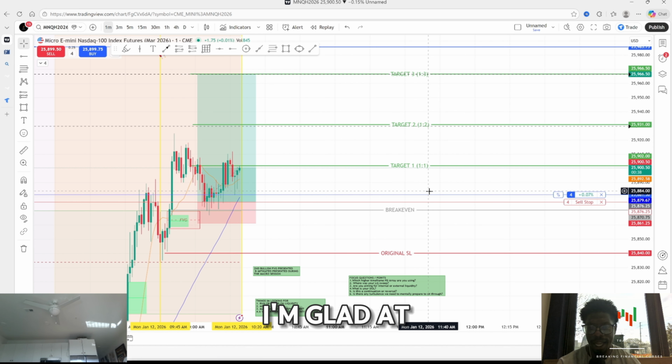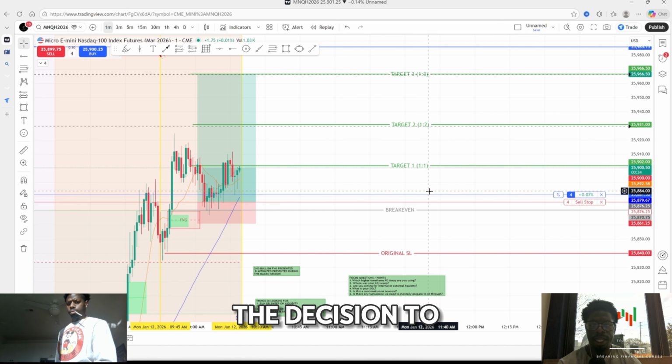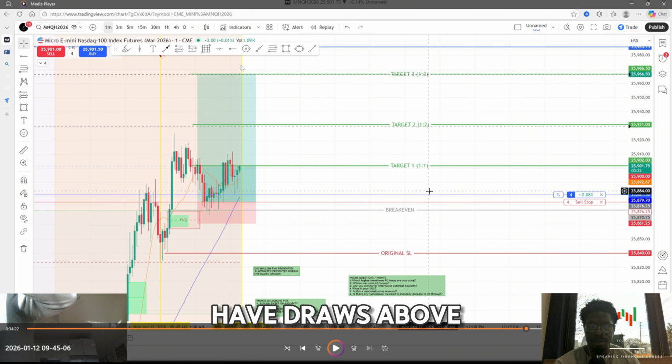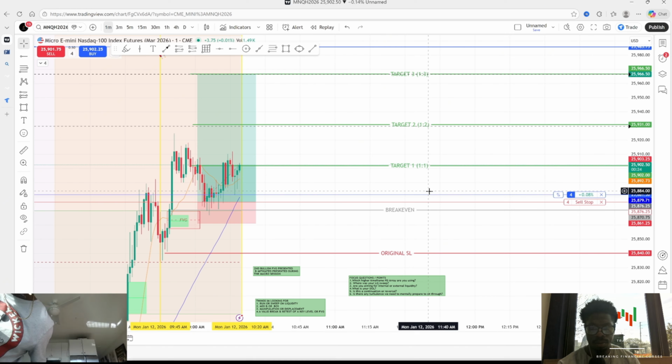So I'm glad at the decision not to close the trade fully. I'm glad at the decision to leave the trade with half my contract sizing and let break even get hit or not, because we're pro trend and we have draws above. So I'm glad I didn't just automatically close, and I'm giving price a chance to get through this hourly bearish fair value gap. I'm going to show y'all once I choose to just go ahead and close.